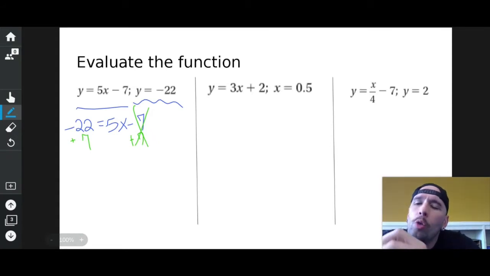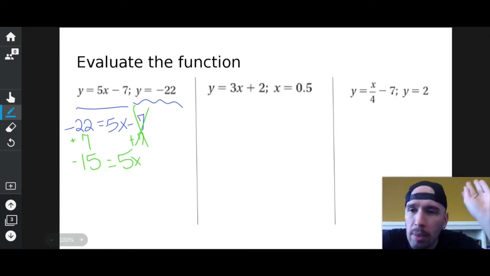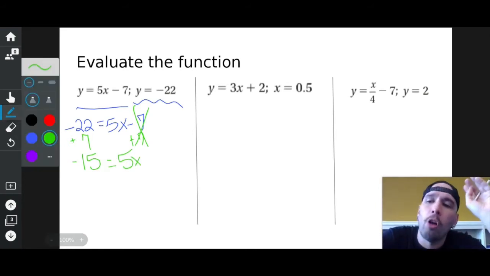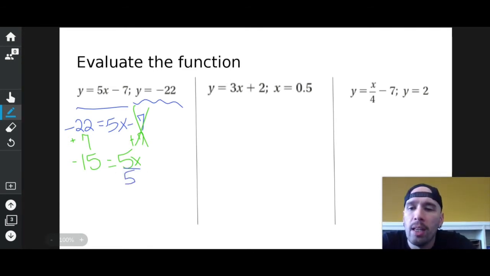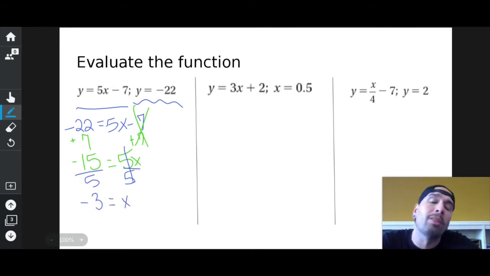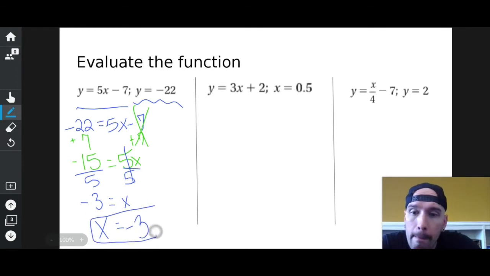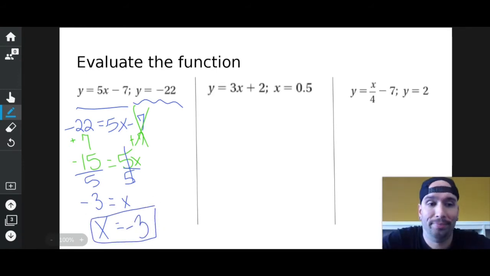Negative 22 plus 7 is negative 15. Negative 15 equals 5x. Is x all by itself? No. What's in the way? 5. Divide everything by 5. And negative 3 equals x. But I hate the way that looks because I always believe that your variable should be on the left. So if negative 3 is x, then x is negative 3. Cool.